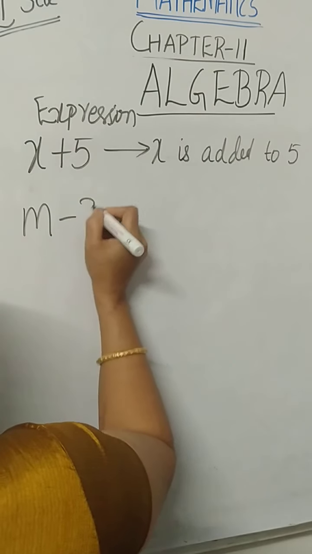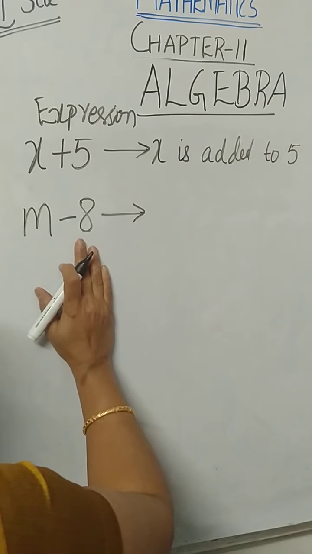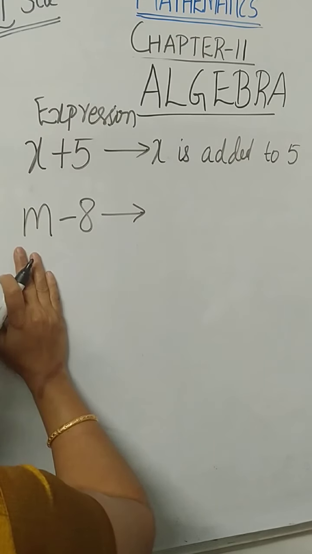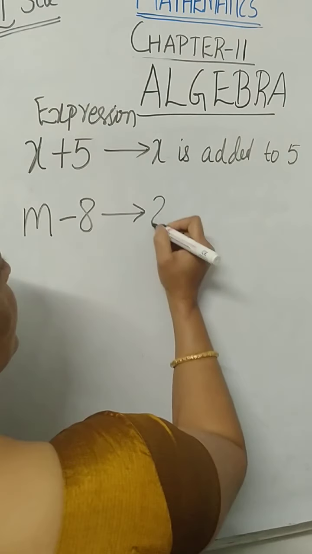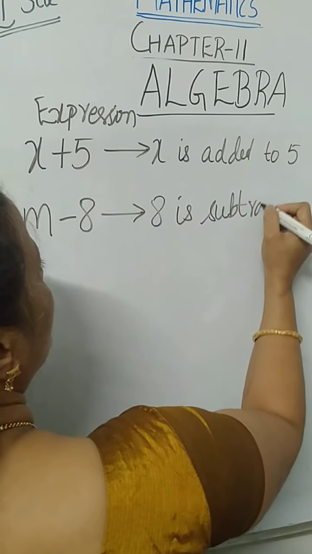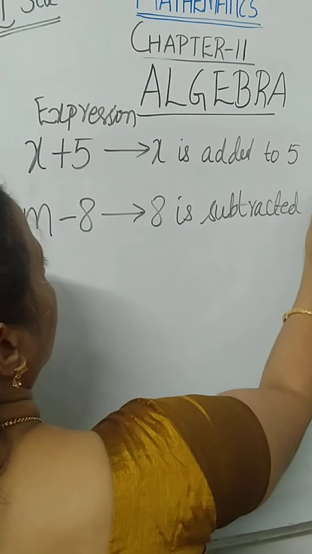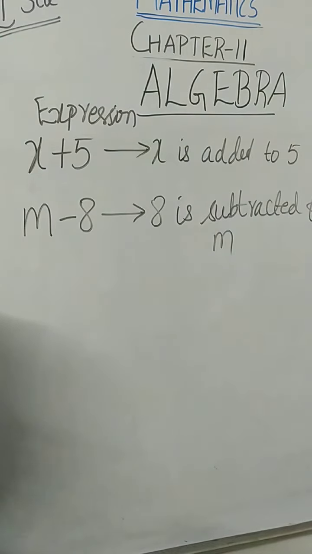M minus 8. Can you tell how it is formed? 8 is subtracted from m, or m is subtracted to 8. 8 is subtracted from m. Isn't it or not?